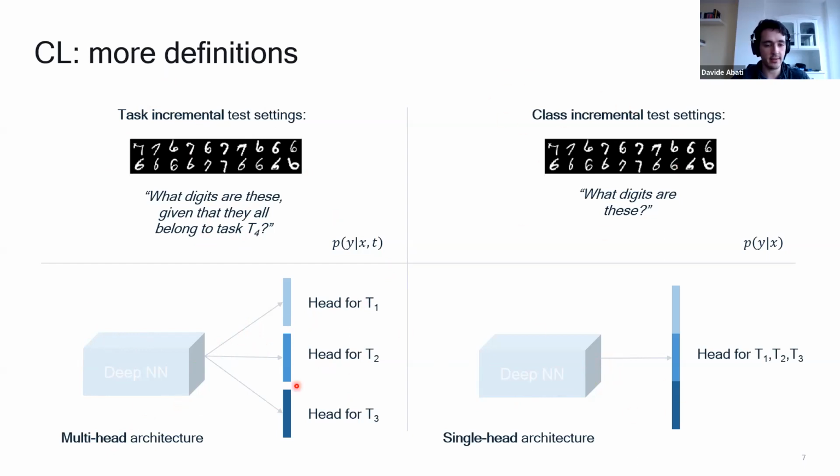What I mean is that multi-head architectures have a shared feature extractor and a separate classifier for each task. And these classifiers are only used with the auxiliary variable t. So if I am solving task 2, I will just use the head classifier for task 2. I won't use the other ones. These are completely detached and separated.